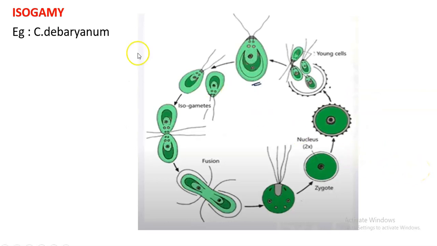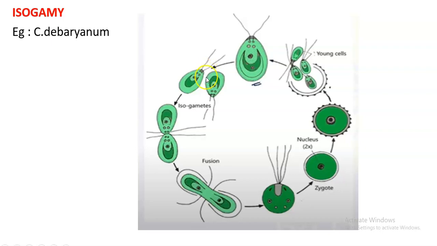And in botany, remember examples, because the density of such information in your answer gives it more weightage than your competitor's answer. So, in Chlamydomonas debarianum species, we can observe isogamy. What will happen? This was a mature thallus. It will be releasing two gametes.